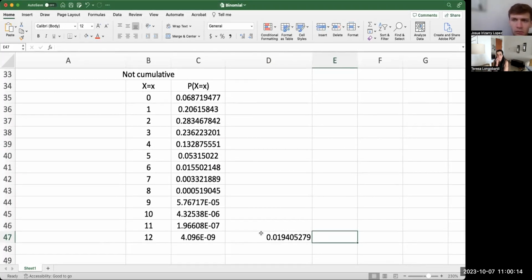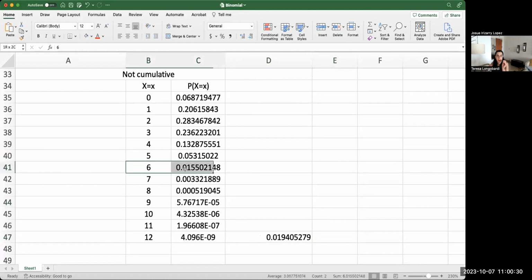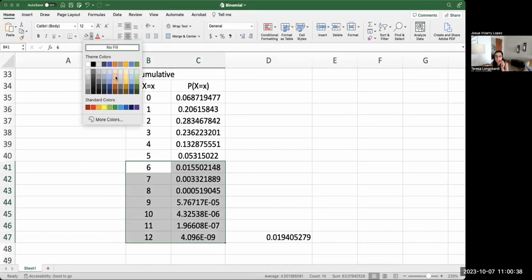I have a doubt. It says at least 6. Why are we including the 6 in the calculation? At least 6. So if you have at least $6, you could have $6. Right? At least 6 means 6 or more. Okay. Thank you.